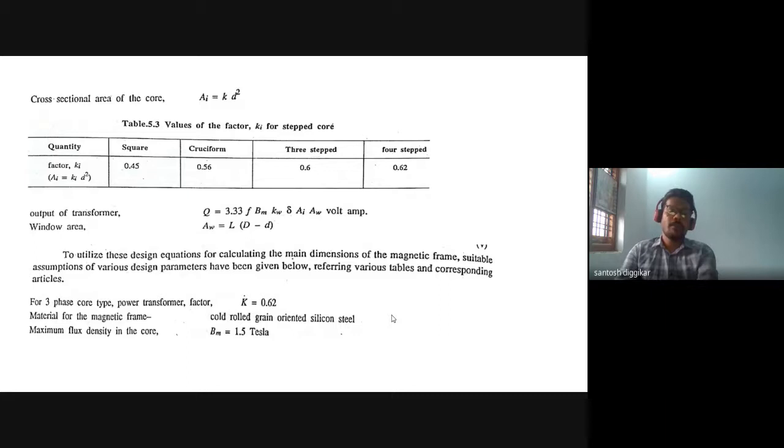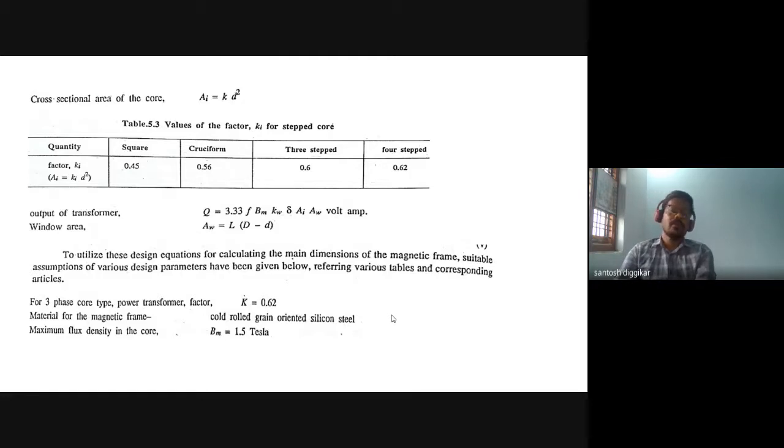Then the cross-sectional area of the core, Ai, is the cross-section area of the core. The core is what we wind the LV winding on, and on the LV winding we wind the HV winding. The area of that core is given by A equal to K d square. What is this d? Small d is the width of the core. And this K depends upon the type of core, whether it is a square core or a stepped core, and how many steps.